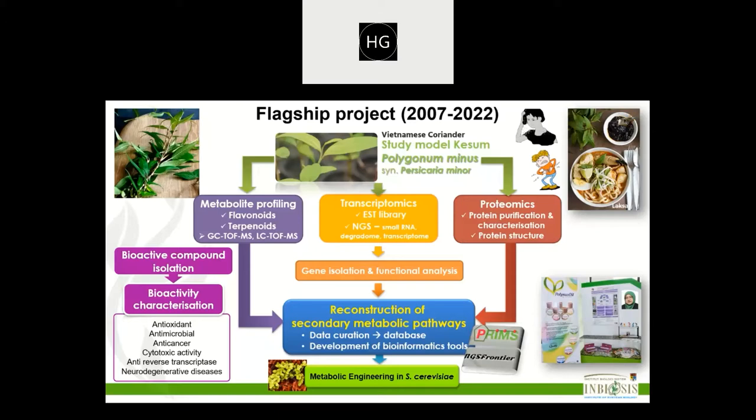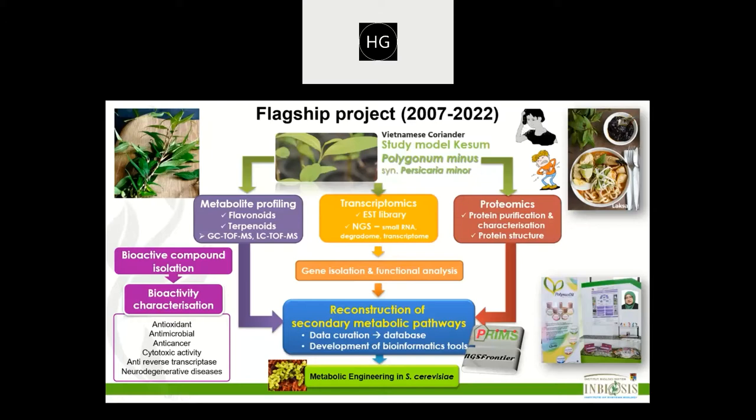So some of this were already presented by Dr. Ai in the previous webinar. So you can refer back to her talk on it. So why are we interested in this plant as a flagship, just to recap, because it's one of the plants with high secondary metabolites. It gives off the pungent smell and makes the famous dish of laksa have its characteristic taste.